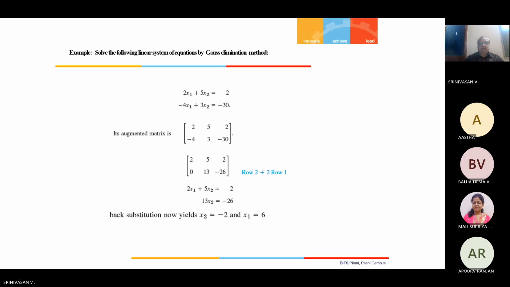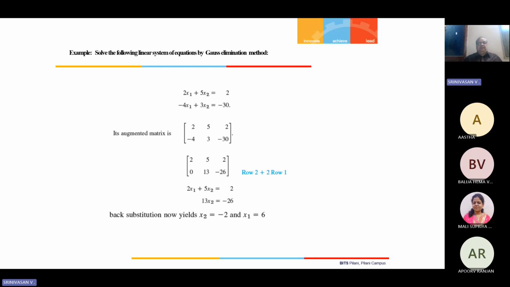Now, it's a very simple example of solving a 2 by 2 system of two linear equations. Solve the following linear system of equations by Gauss elimination method: 2x1 plus 5x2 equals 2, minus 4x1 plus 3x2 equals minus 30.